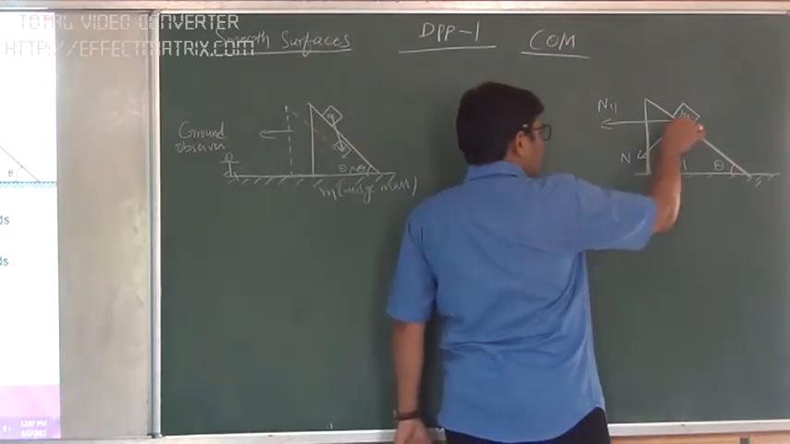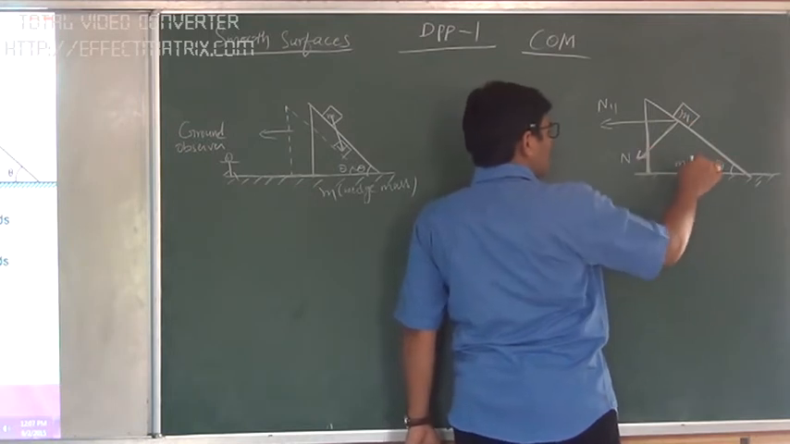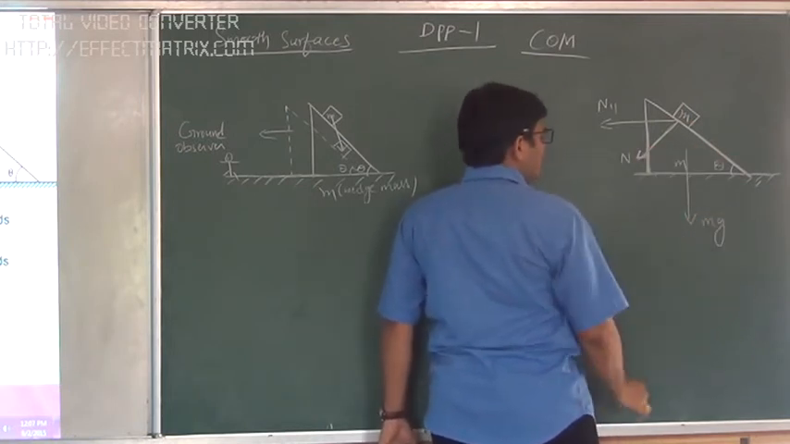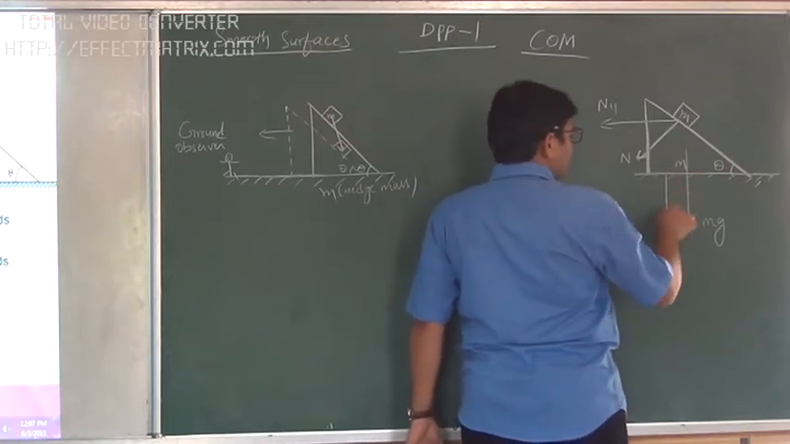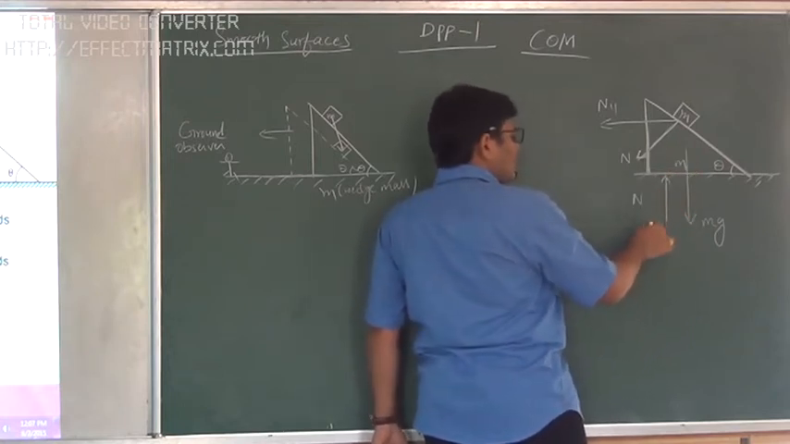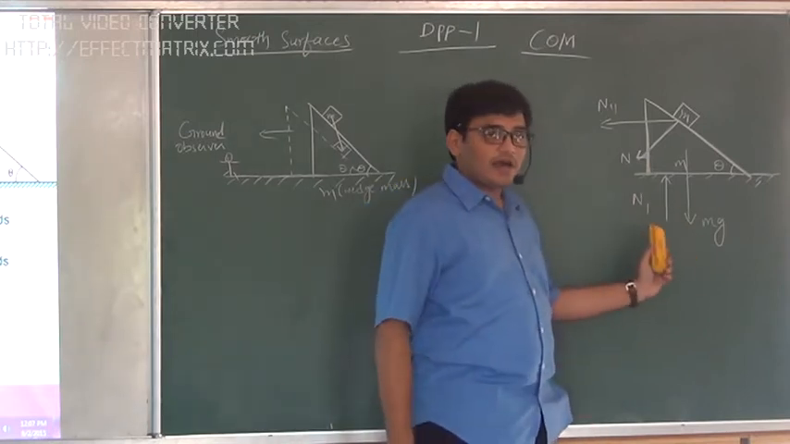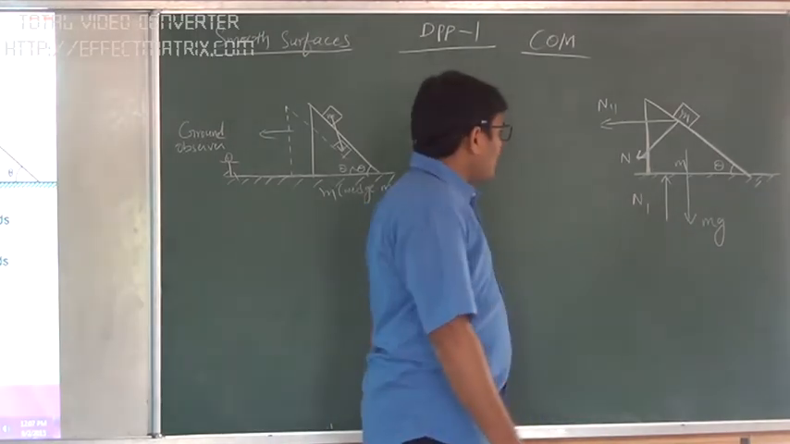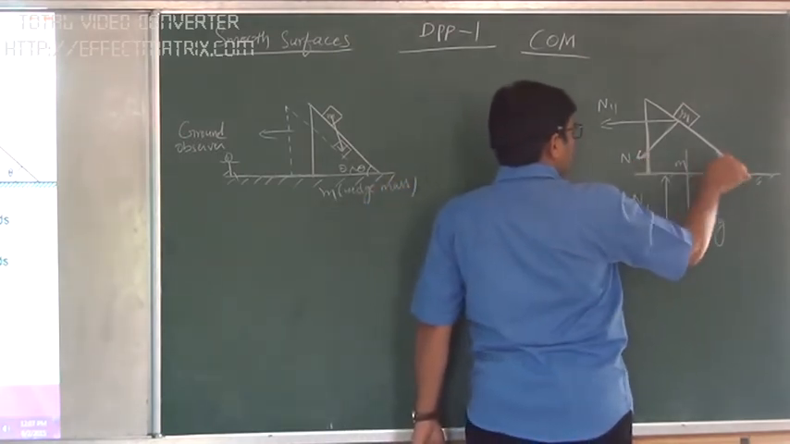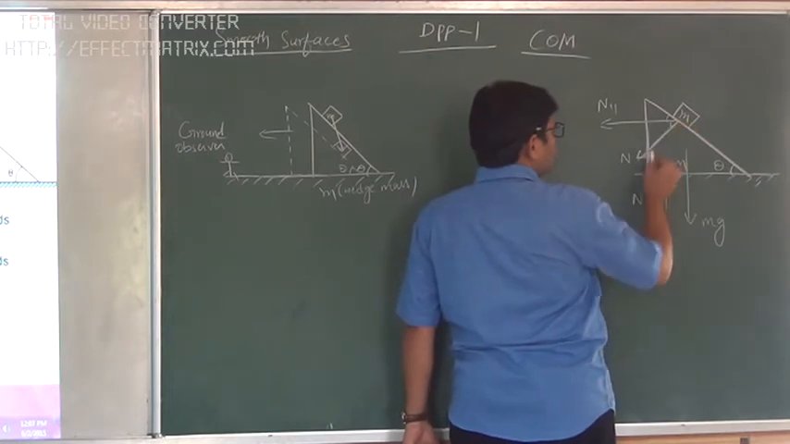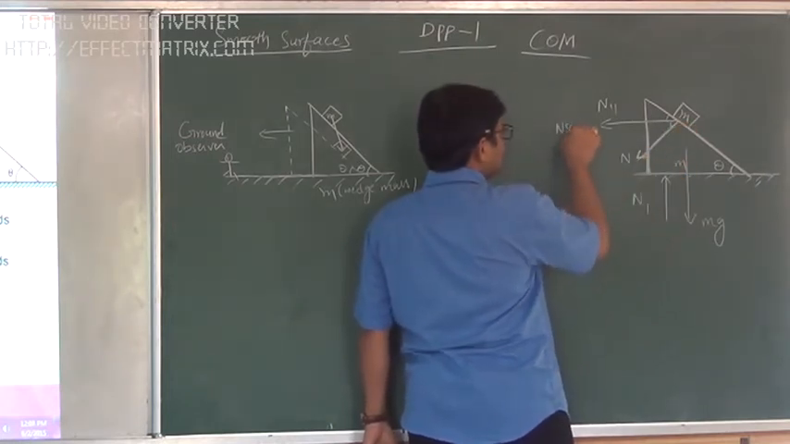You see, this is N on the wedge. One more force on the wedge is mg, and another force on the wedge is N1. N1 is nothing but the contact force on the wedge by the earth surface. And this is N. If this is theta, this is also theta, and this becomes 90 minus theta. So this will become N sin theta.